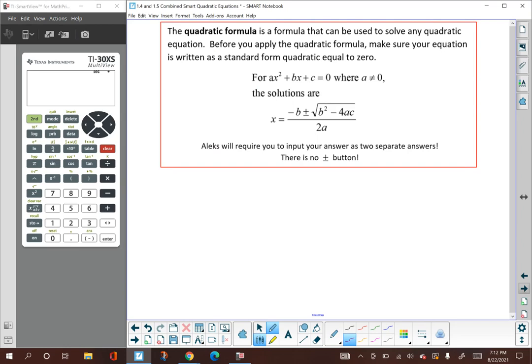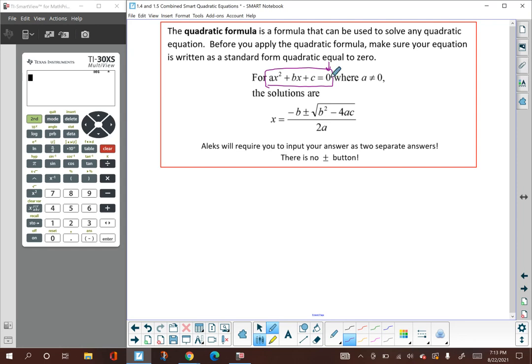Okay, most of the remaining topics are going to involve the quadratic formula one way or the other. So you should be familiar with the quadratic formula from your prior math classes, hopefully. The quadratic formula can be used to solve any quadratic equation. Before you apply the quadratic formula, you do need to make sure your equation is written in standard form and equal to 0. So you don't want to have any constants over here. You need it to be in the form ax squared plus bx plus c equals 0.